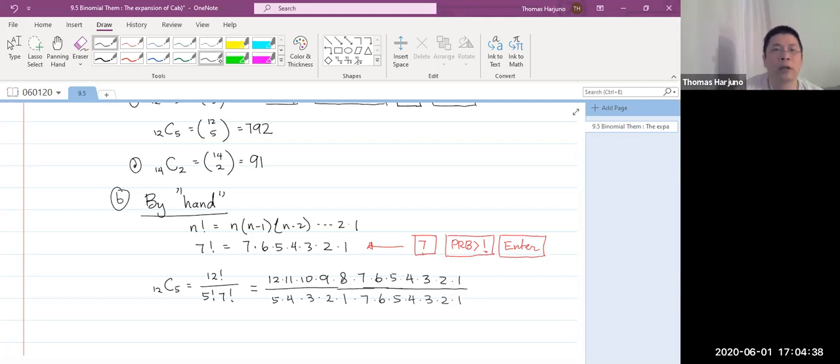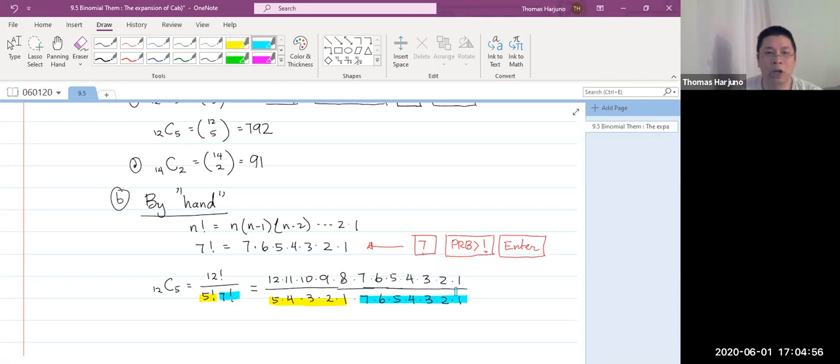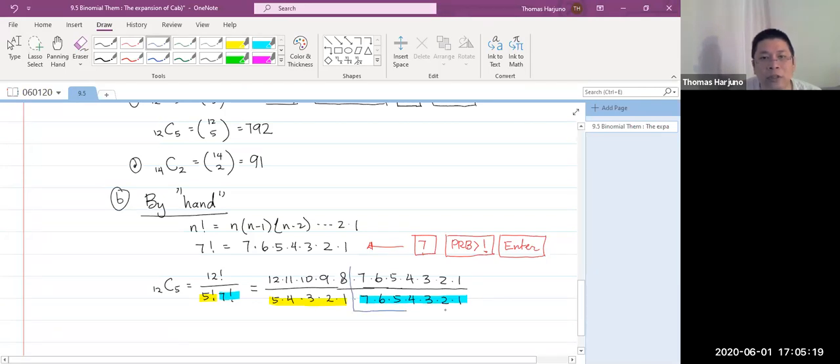So my 12 factorial, my 5 factorial and my 7 factorial are given here. Now notice that the number on the top will always be larger, because this number 12 has to be larger than the number on the right hand side. The number on the top has to be larger than the number at the bottom. That's for combination to work. Now then you will see that this part here always cancels.